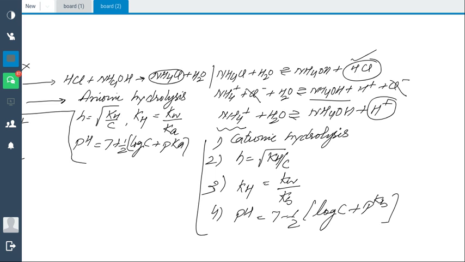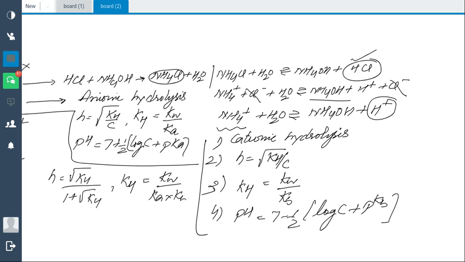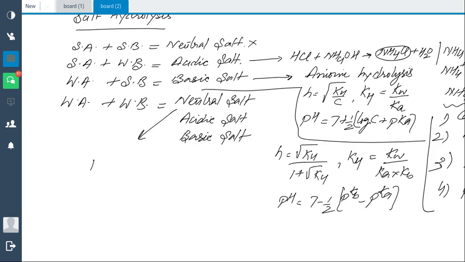Okay. In the third case, H is equal to KH upon 1 plus root of KH. KH is equal to KW by KA into KB. And pH is equal to, okay. So the salt will be neutral when pKa is equal to pKb. Okay, tell me, is there any doubt in this point?